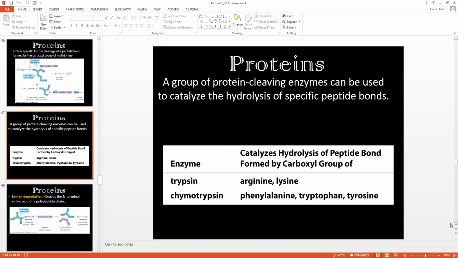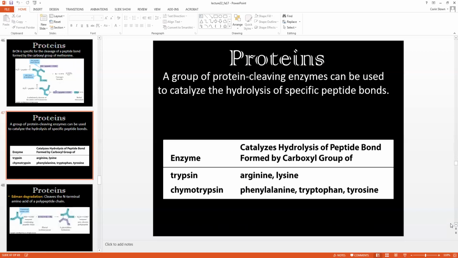This is actually done in nature by several protein cleaving enzymes that are used to catalyze the hydrolysis of specific peptide bonds. Enzymes such as trypsin or chymotrypsin. Note, you need to be familiar with where trypsin and chymotrypsin cleave, the specific amino acids that they catalyze the hydrolysis of a peptide bond formed by the carboxyl group of.